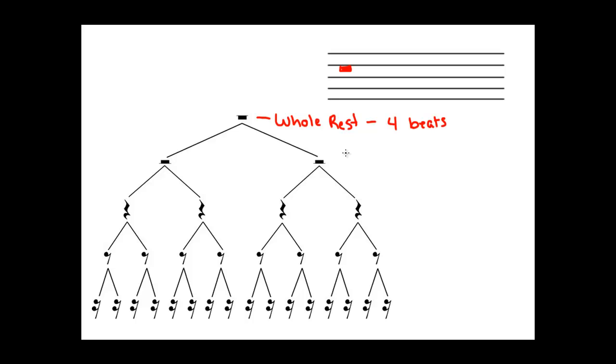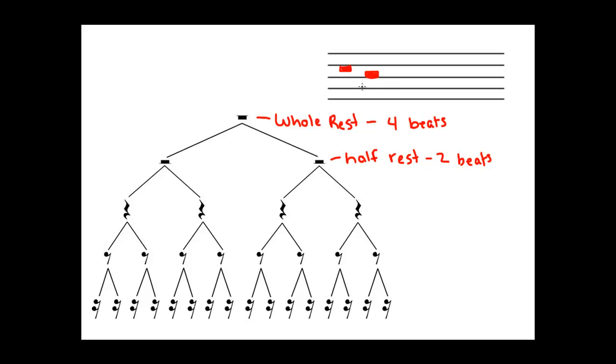Okay. The next rest we're going to look at is called a half rest. A half rest receives 2 beats. When written on a staff, a half rest goes on top of the middle line like this.